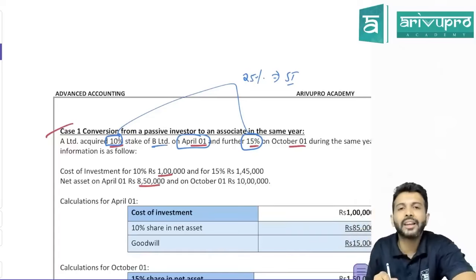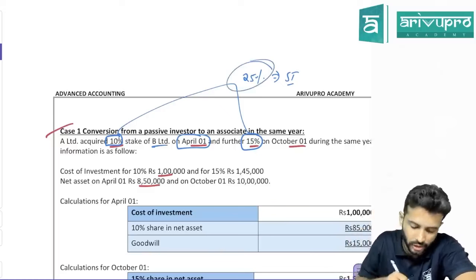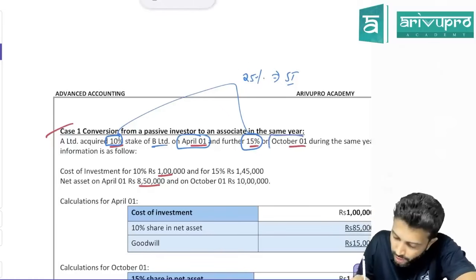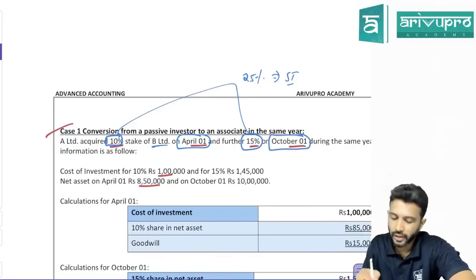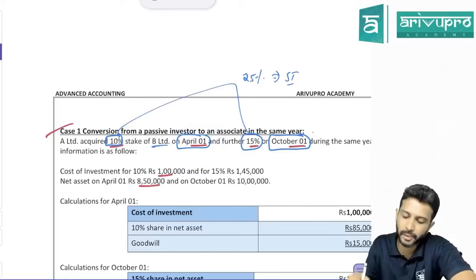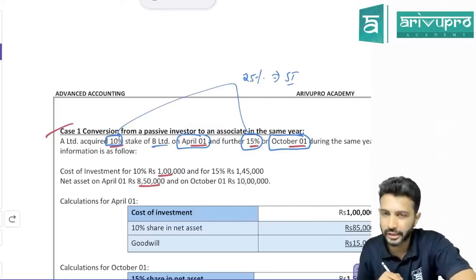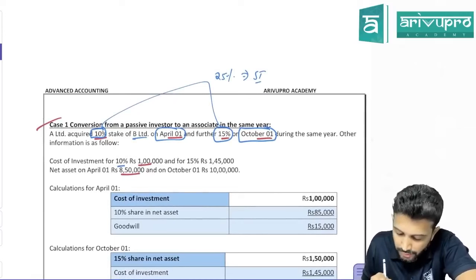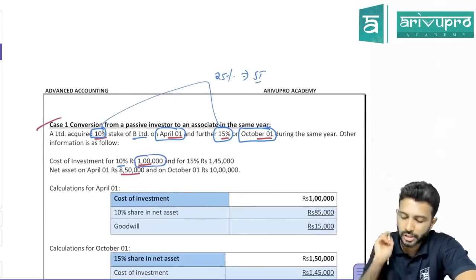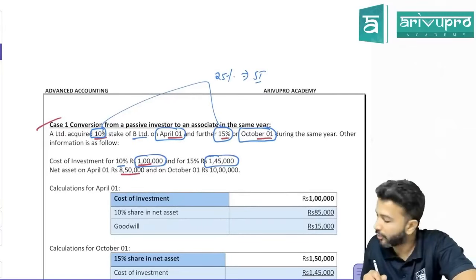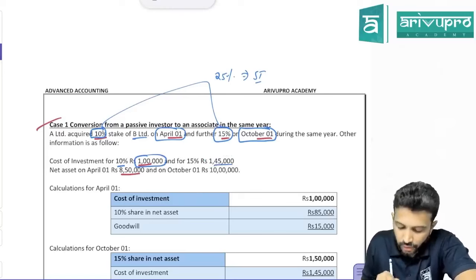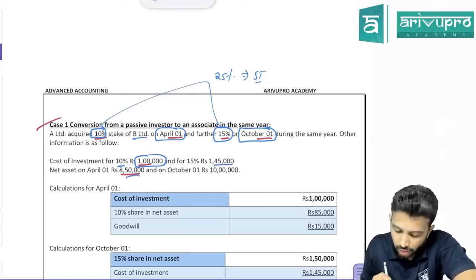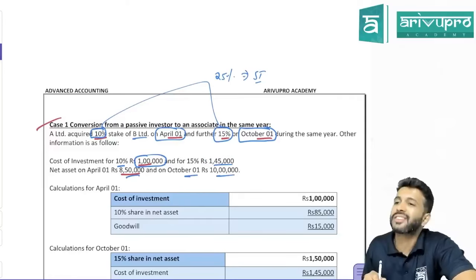First you had 10, then you acquired 15. Now you have how much? 25%. But this 15%, did you acquire on the same day or later? First 10% you acquired on 1st April, 15% you acquired a few months later. Some other information they've given. Cost of investment for 10% is 1 lakh. For 15% you paid 145. Net assets is 850 on 1st April. On 1st October it is 10 lakh.